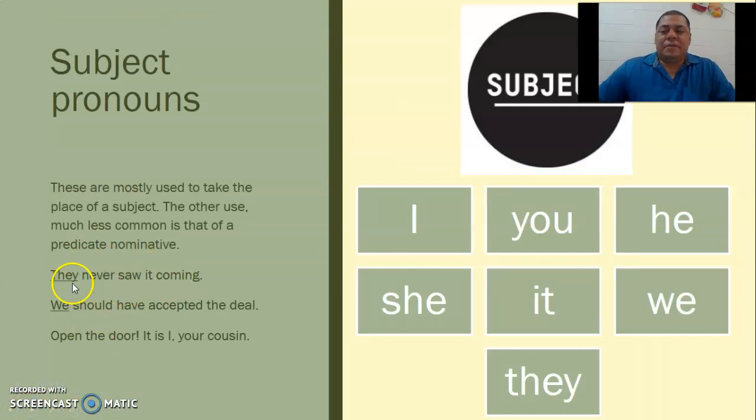Here you can see some examples. They never saw it coming. They is the subject pronoun. It is taking the place of the subject. Who never saw it coming? They. That's the subject. You don't say them. Them never saw it coming. That's a horrible mistake. We don't do that. We should have accepted the deal. Open the door. It is I, your cousin.